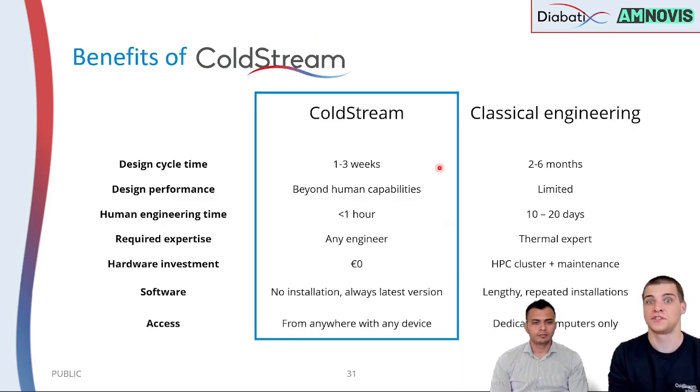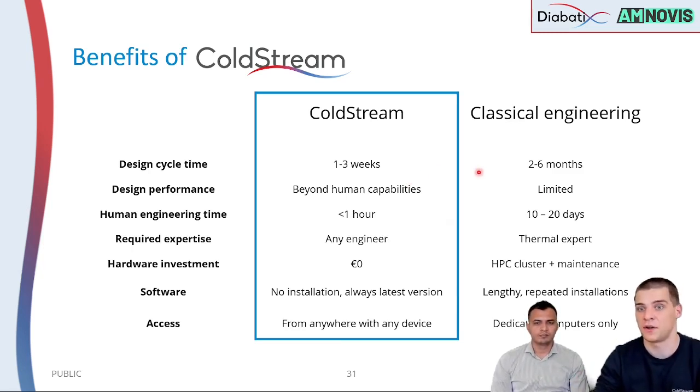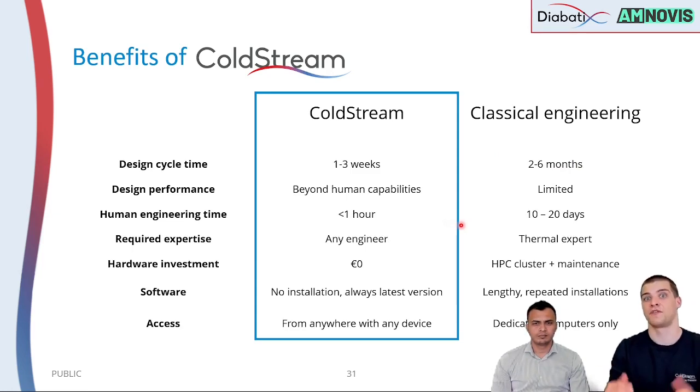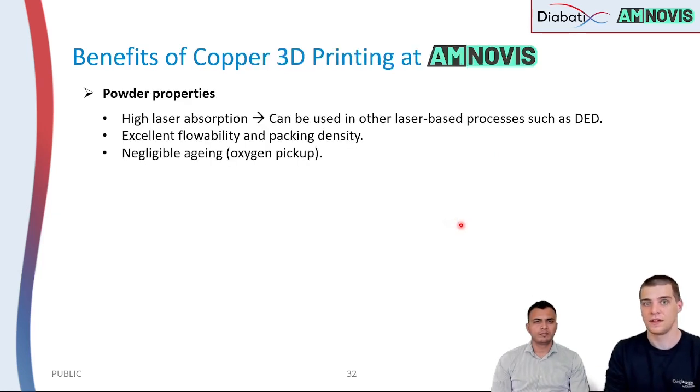Okay, that leads us to the end of the webinar, and I would like to wrap up everything both on Diabatix side and on Amnovis side. So very briefly, the main benefit of using ColdStream is that the design cycle is reduced dramatically. Our designs take 1 to 3 weeks, compared to classical engineering, where it takes a couple of months. So that's a huge speed up of the design cycle, and it's also purely AI driven, so no manual engineering time is taken into account. If you would like to build your own ColdStream, you would also need, of course, a supercomputer, which we provide for you as well. For Amnovis' part.